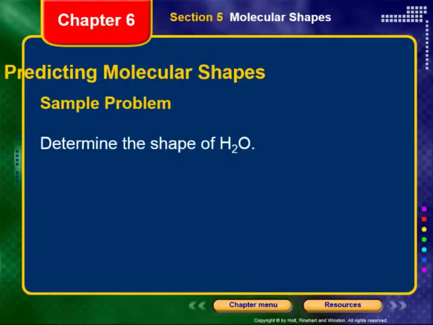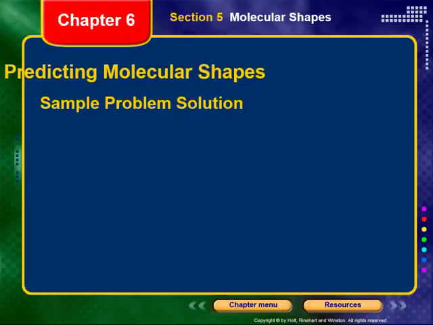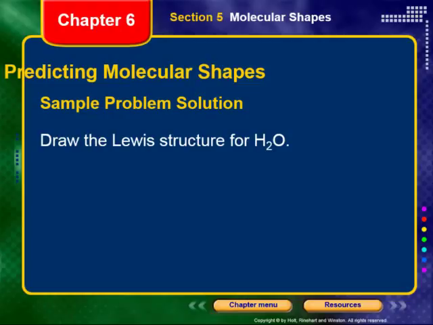So let's try a sample problem here. I want you to try to predict the shape of H2O. Now I'm going to walk you through this one. I'm not going to throw you under the bus here. The first thing you want to do is draw the Lewis structure for H2O. If you need to use your 6 steps from the last note packet, feel free to do that. We want to draw the Lewis structure for H2O.